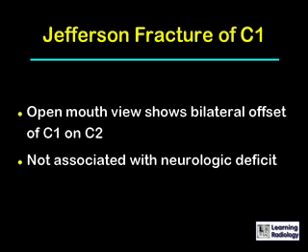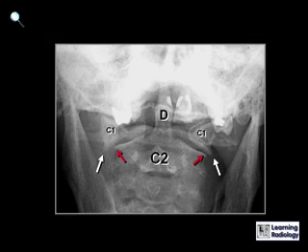The open mouth radiograph in the frontal projection will show bilateral offset of the C1 vertebral body on C2. These are usually not associated with neurologic deficits because the body of C1 actually becomes wider and allows for more space for the spinal cord.